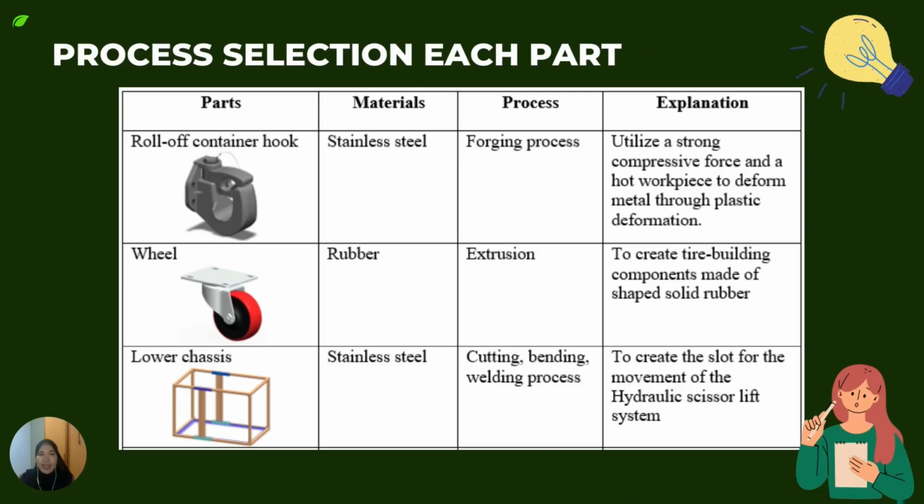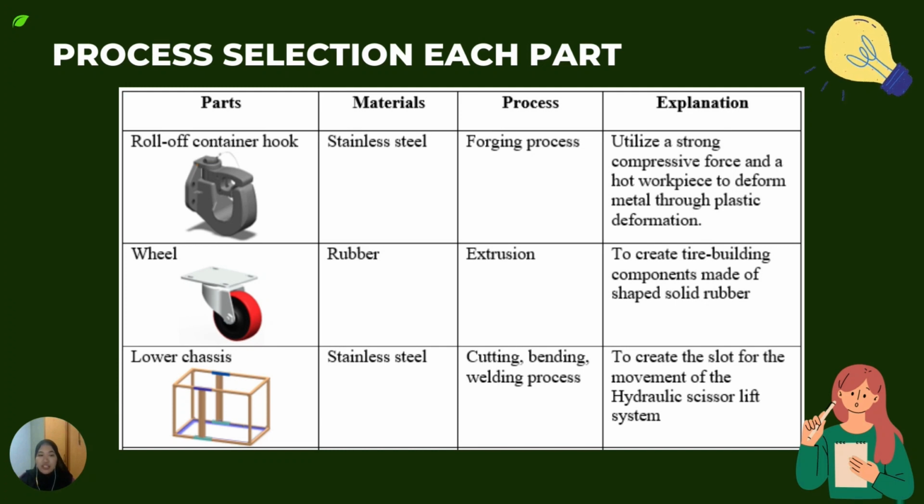Thank you. I'm IZZAH and I will explain about the process selection of each part. First, the roll-off container hook. The material is stainless steel and the process is the forging process. Second is the wheel. They're made from rubber and the process is extrusion.